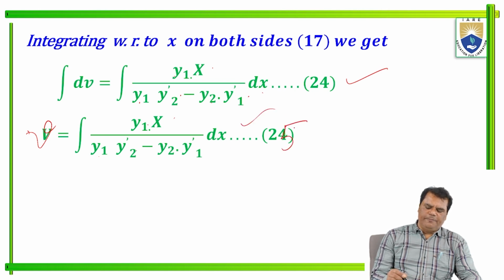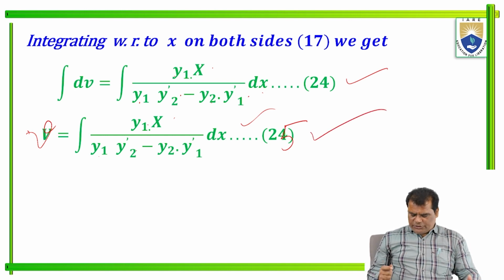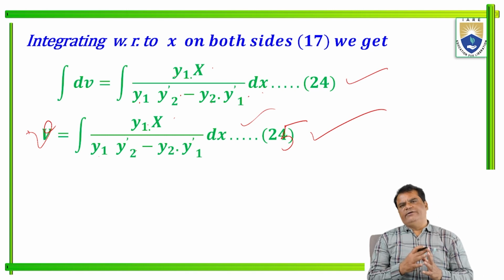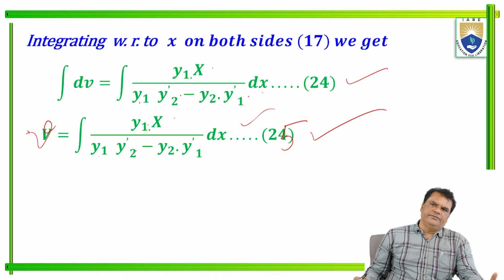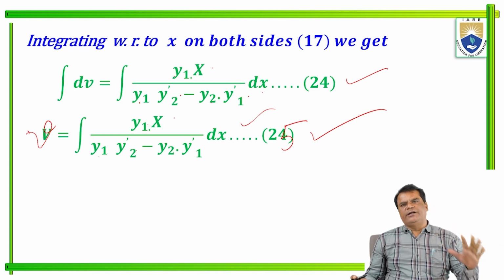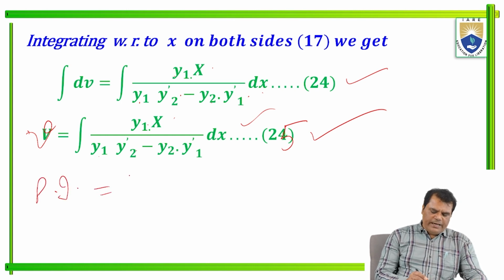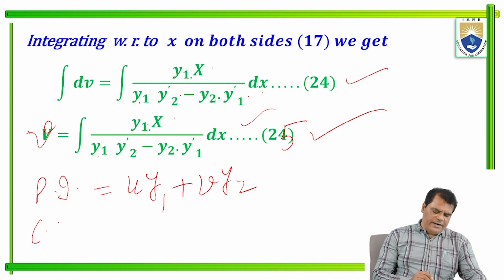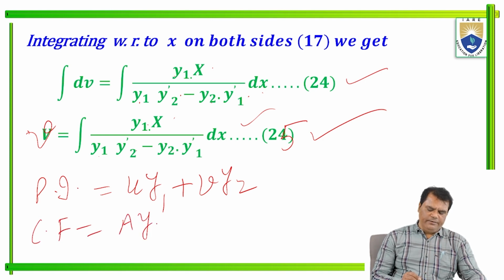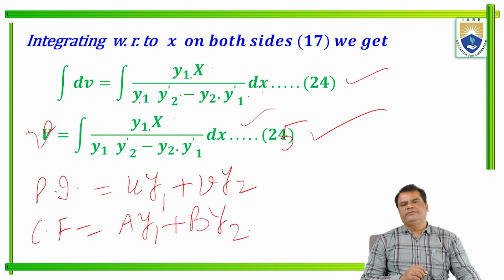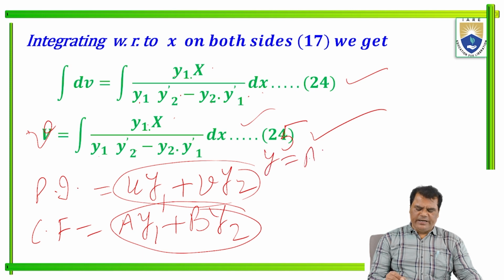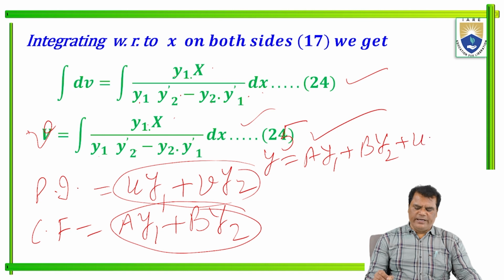This is equation 25. With the help of the last equations, 22 and 25, we can find the values of u and v. After putting the values of u and v, we can find the particular integral. PI is u y1 plus v y2. This is the particular integral. And the complementary function CF is a y1 plus b y2. So this is the particular integral and this is the complementary function. After adding this result, a y1 plus b y2 plus u y1 plus v y2, this is the complete solution of the question.